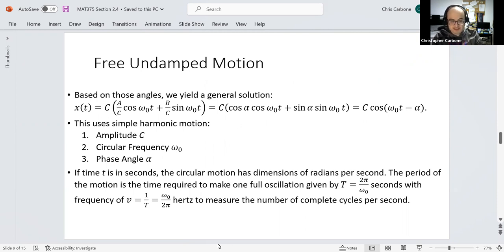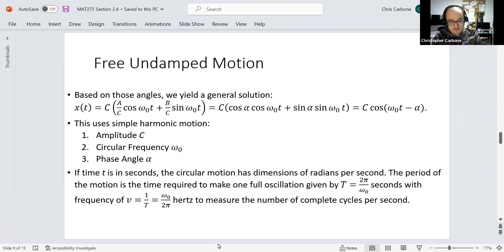So based on these angles, we would have our general solution. x of t is equal to c times a over c times the cosine of omega sub zero t plus b over c times the sine of omega sub zero t. That being c times the cosine of alpha times the cosine of omega sub zero t plus the sine of alpha times the sine of omega sub zero t, to be c times the cosine of omega sub zero t minus alpha. And this uses simple harmonic motion with respect to the amplitude c, circular frequency omega sub zero, and phase angle alpha.